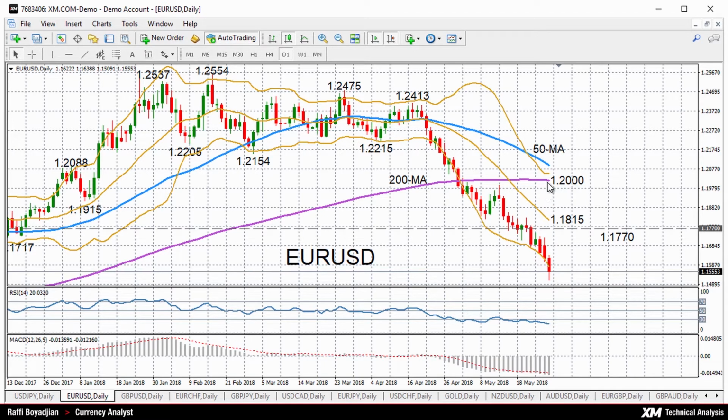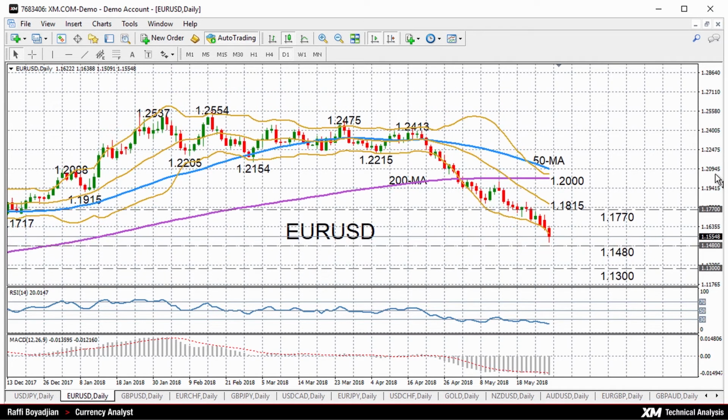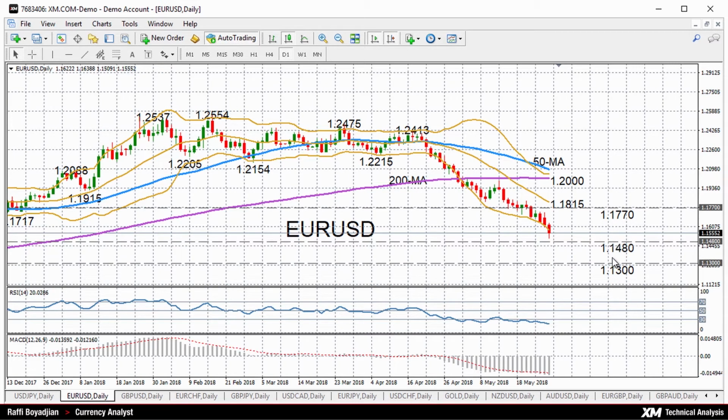But above that, we have a major resistance area around the 1.20 handle, which is also where the 200-day moving average is currently flatlining. If we do see further losses, support should come from around 1.1480. That's a previous congestion point as well, and below that we have the 1.13 handle as another major potential support area.